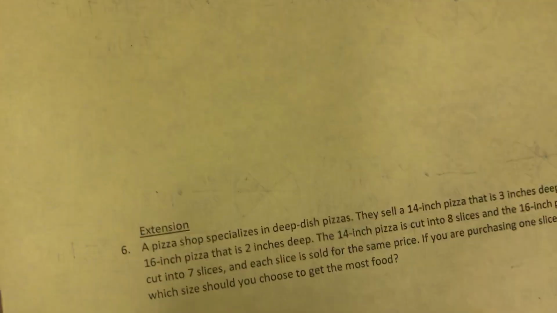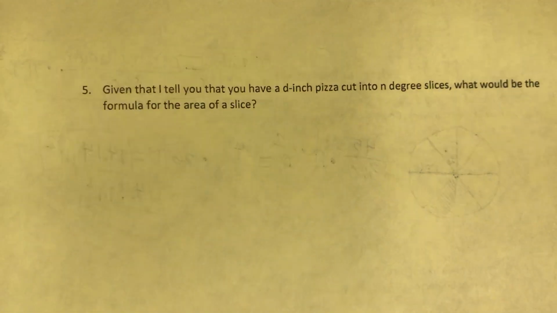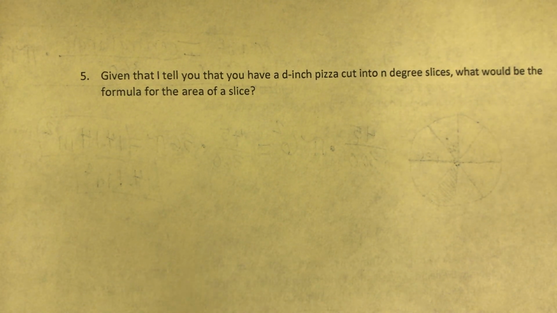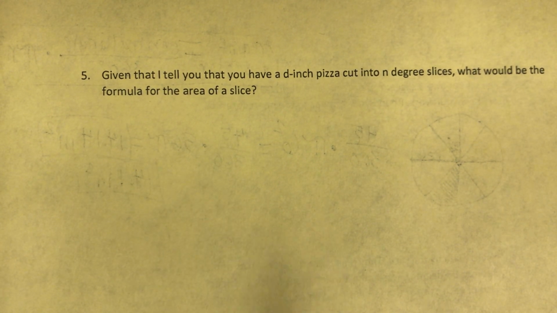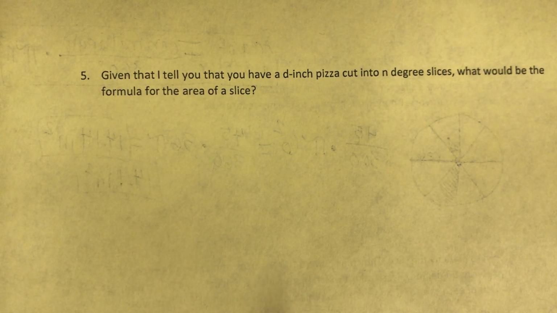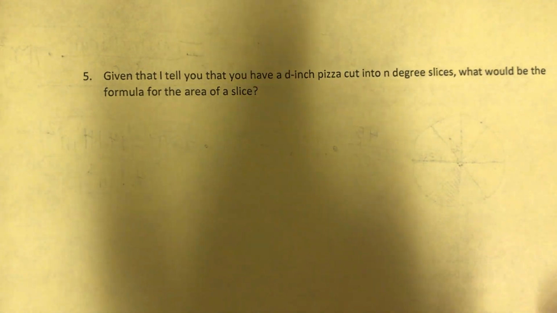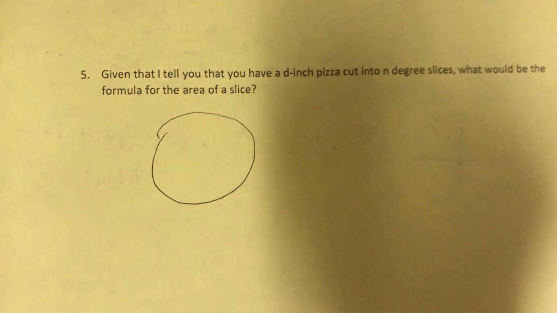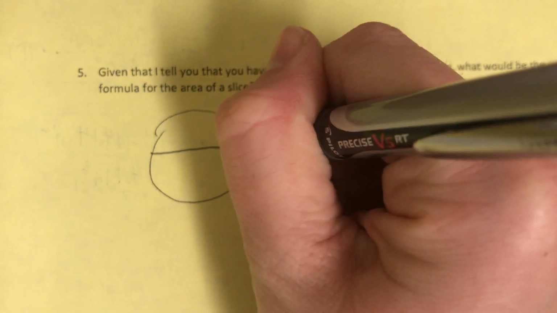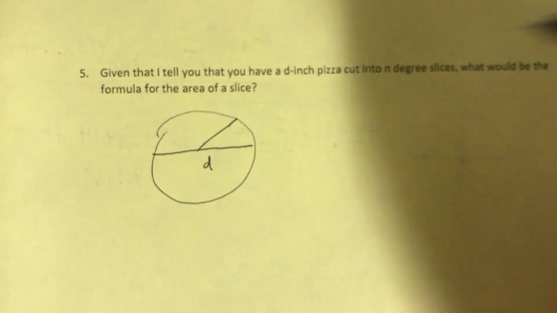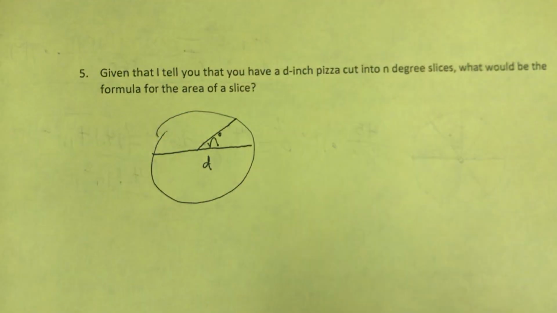So that is number 4. Let's flip it over and go to number 5. I'm not going to have you pause it for this one. So let's look at number 5 really fast. Given that I tell you that you have a D-inch pizza cut into n degree slices, what would be the formula for the area of a slice? So it's saying we have a pizza, and this whole thing across is D. And one slice has n degrees.